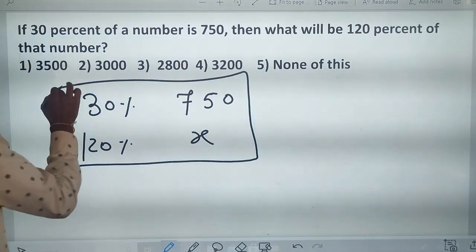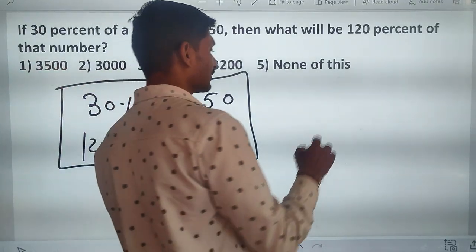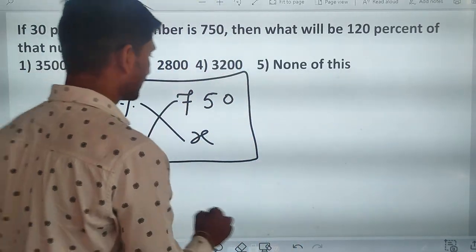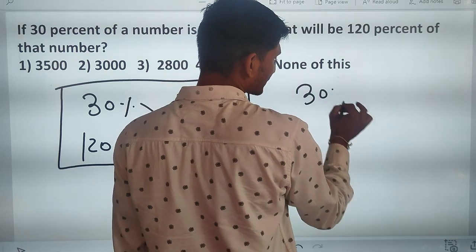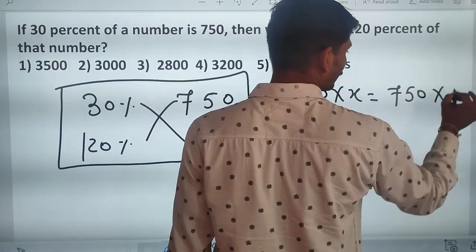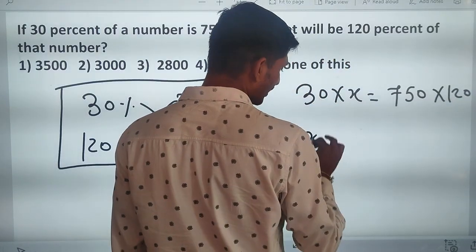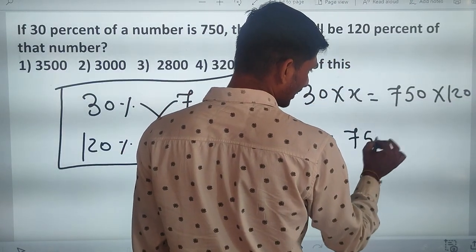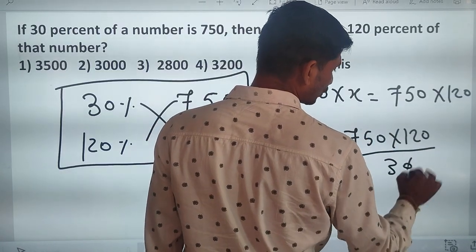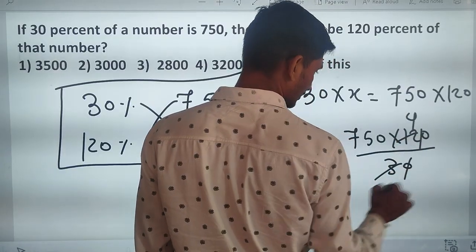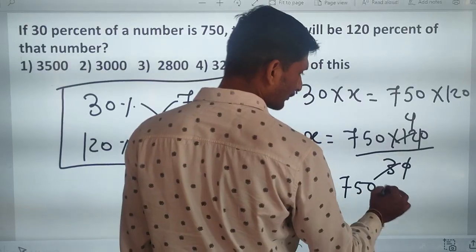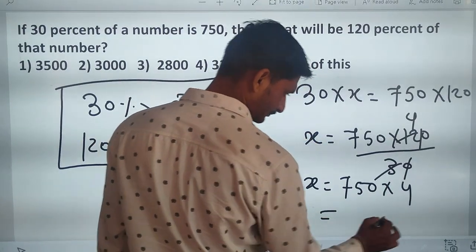We take cross multiplication. 30 into x is equal to 750 into 120. Now we write x is equal to 750 into 120 divided by 30. The zeros get cancelled. Here x is equal to 750 into 4.